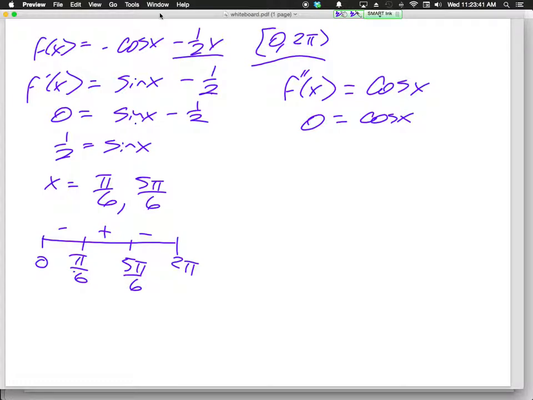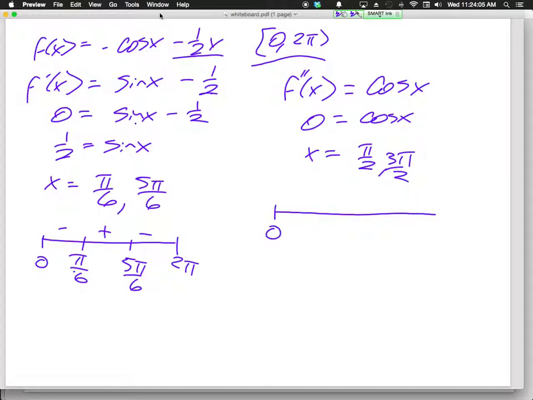What is cosine 0? When is cosine 0? That happens at pi over 2 and 3 pi over 2. I wanted to make sure you were paying attention.